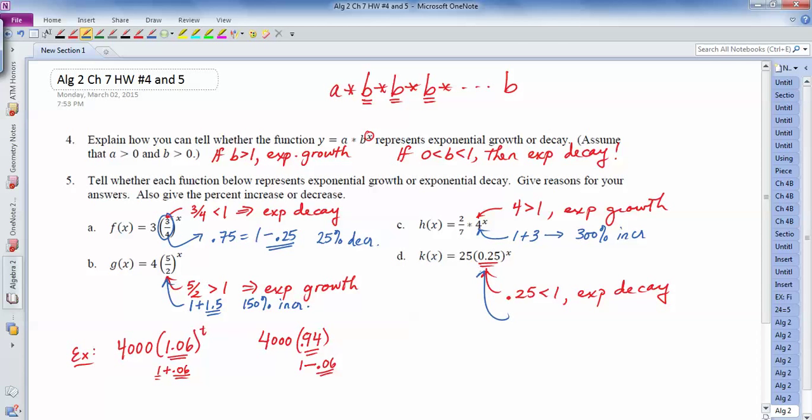And right here, we have a 0.25. Well, that's really 1 minus 0.75. That's the 100% minus 75% gives us the 25%. So it's actually a 75% decrease.